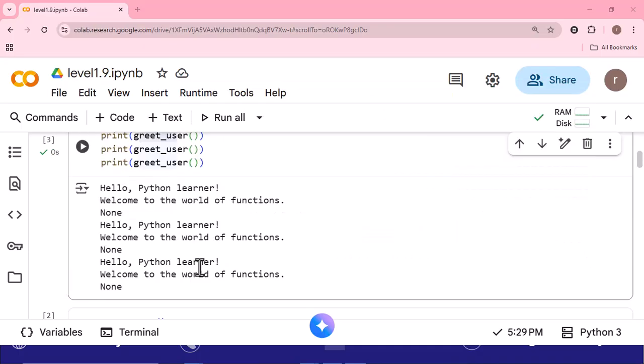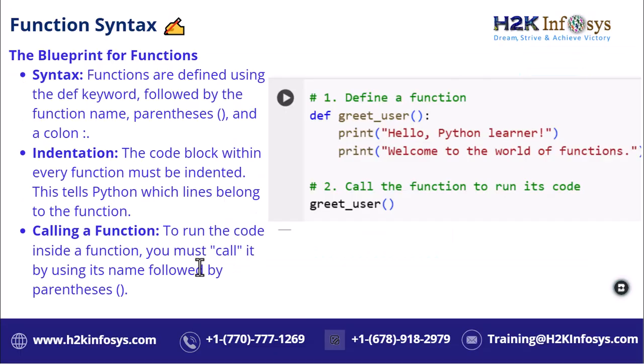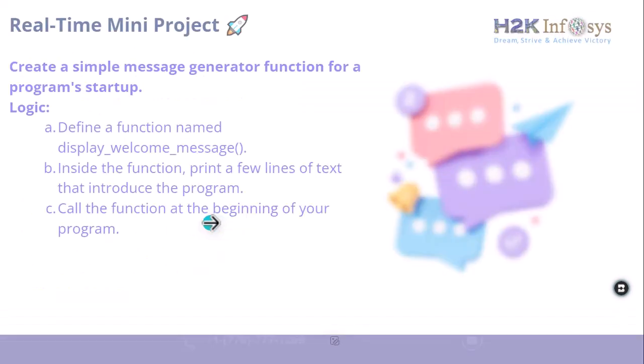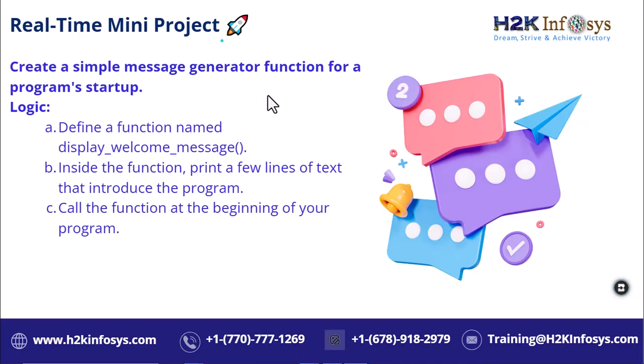Let's see the next thing now. So now you have seen how to greet. You can change the print statement and try writing the function and calling the function. Now based on that, here we have one mini project where you can write a simple message generator.